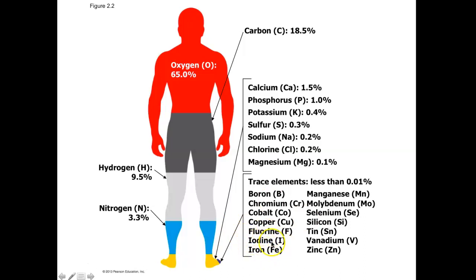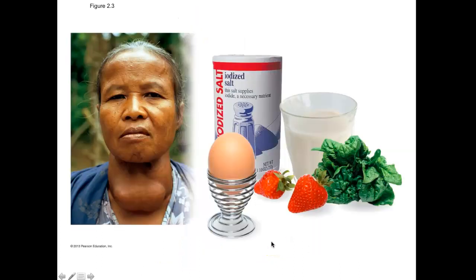Iodine is really important. Iodine is found in the soil as well. So here are foods that are high in iodine. Milk and also eggs are high in iodine. And this is a picture of the importance of iodine. So even though you need very, very small amounts of iodine, if you don't get enough of it, this can happen to your thyroid gland. This is called a goiter.